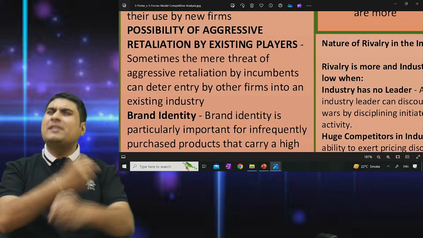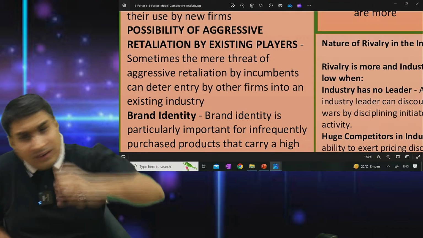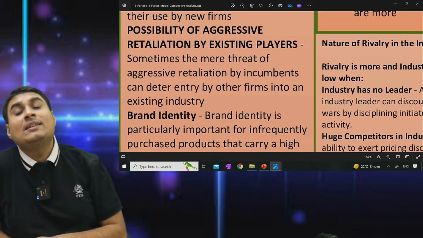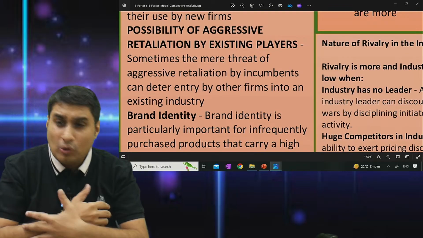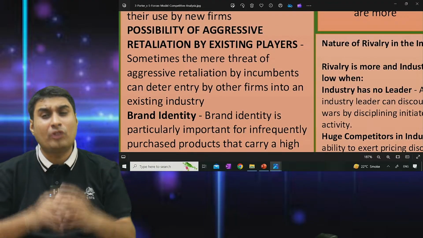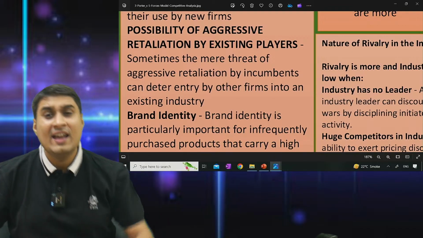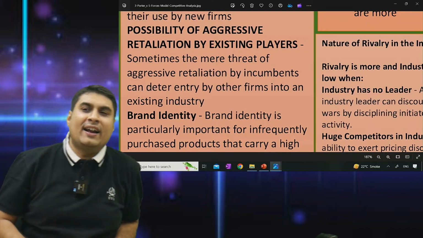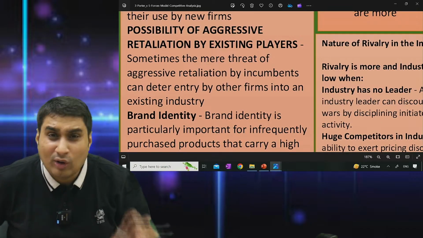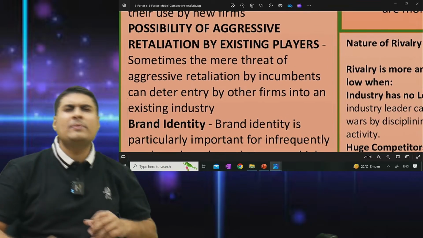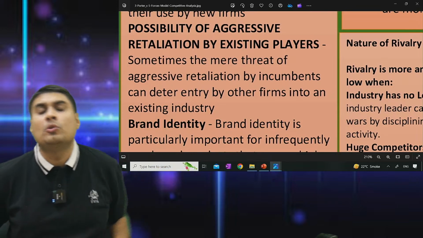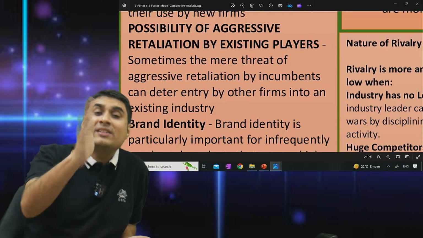Existing players have worked damn hard for their market share, so they will aggressively work. As soon as new firms come, they will increase their advertising budget and reduce their prices. So new people are not able to survive, like Jio did. When Jio Cinema came for the first time, they showed IPL free, aggressive, to defeat Hotstar. And look at what it is today. Hotstar and Jio are together. Mukesh Ambani's aim was this only. Very simple. Sometimes the mere threat of aggressive retaliation can deter a new player. A new player can never come if you are too aggressive.